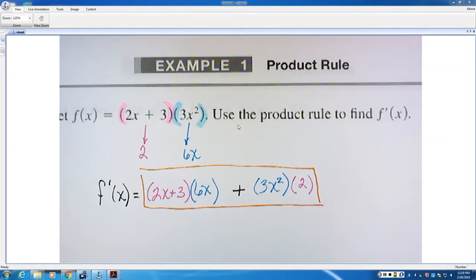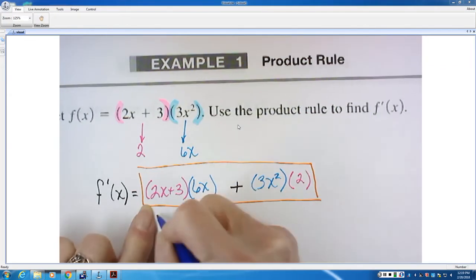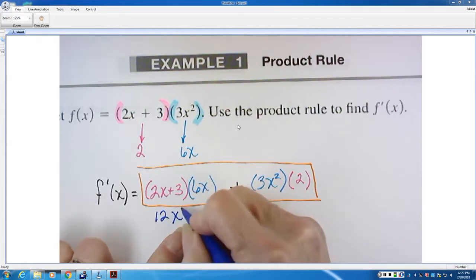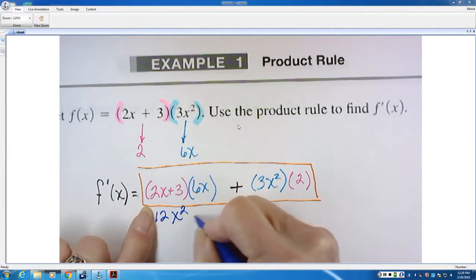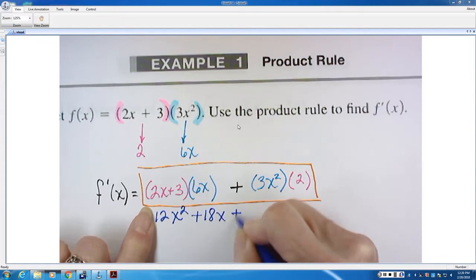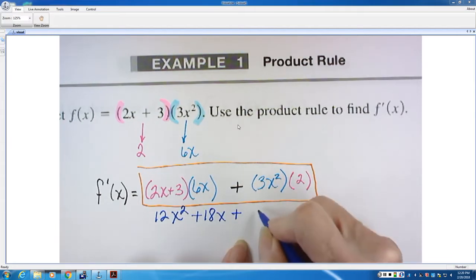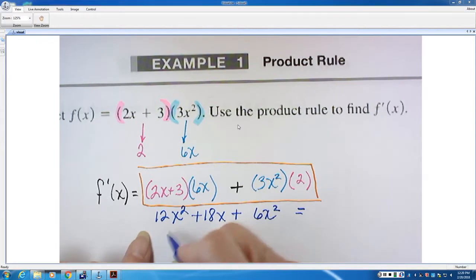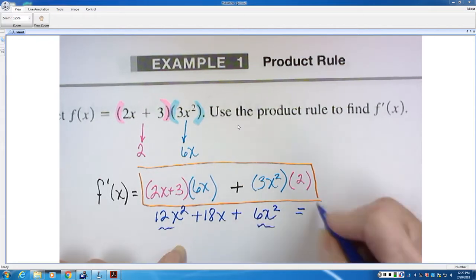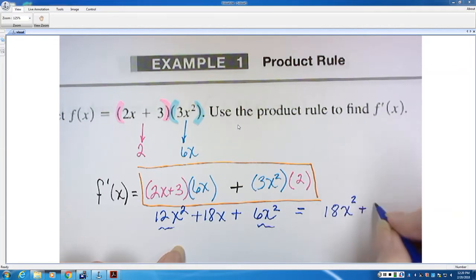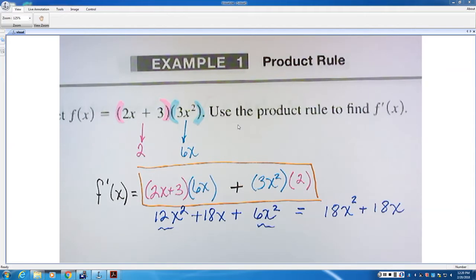It's no longer calculus. So 2 times 6 is 12x, and x times x is x squared. 3 times 6x is 18x, plus 2 times 3x squared is 6x squared. And that equals, since 12x squared combines with 6x squared, 18x squared plus 18x. Okay?